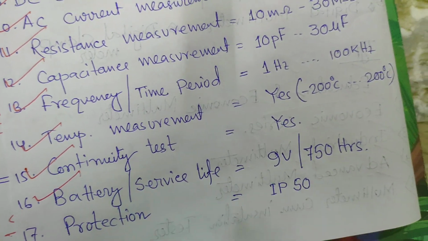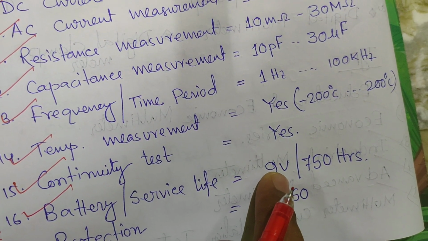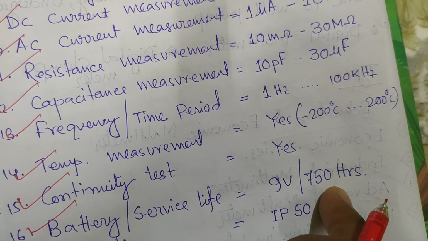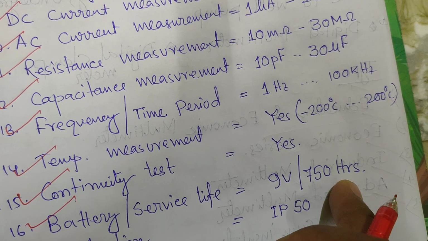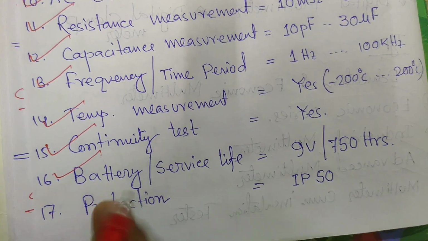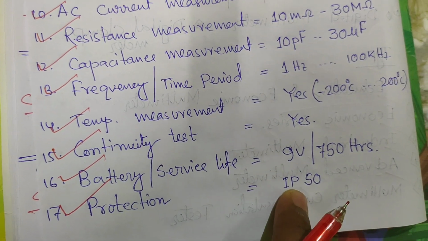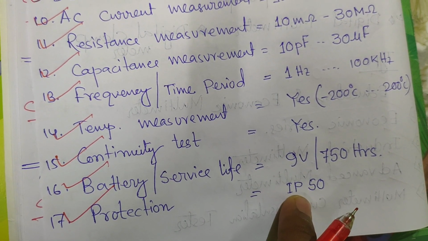And for battery and service life, a 9 volt battery is used for the multimeter, and there is 750 hours of life. Protection, so here IP50 type protection is being used.